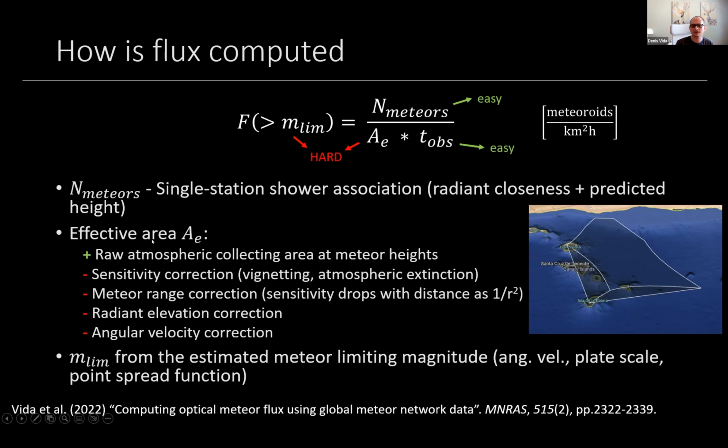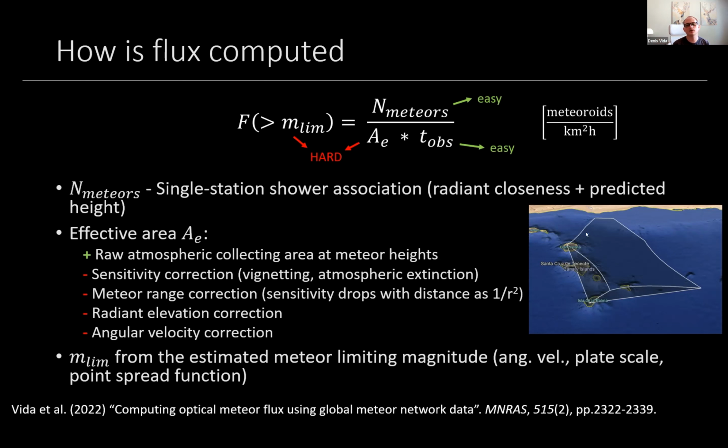So the way the collecting area is computed is you first take the raw atmospheric collecting area at the meteor height. You literally just project the camera field of view to a height of, I don't know, 100 kilometers, or it really varies with the shower. And then you correct for the sensitivity, vignetting, atmospheric extinction. You correct for meteor range. Meteors further away are fainter, apparently fainter, for the radiant, elevation, and angular velocity correction, and a few other ones.